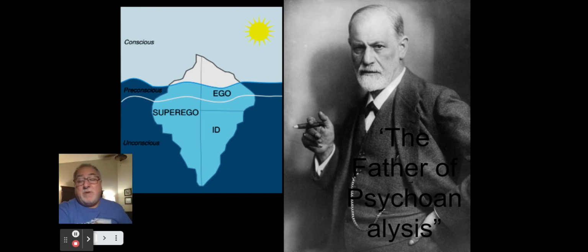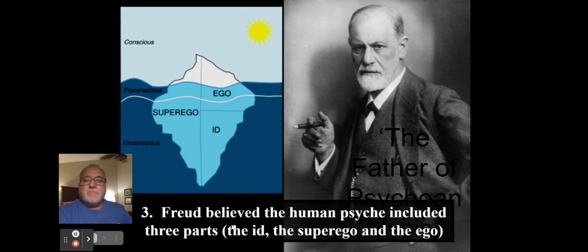There's his little iceberg of our consciousness, our unconsciousness. We're going to break it down into 3 parts. There's the unconscious, the pre-conscious, and then the conscious. So here we go. Stay with me. Freud believed that the human psyche included 3 parts. The id, that's the unconscious. The superego, that's bordering on the pre-conscious. And then the ego.